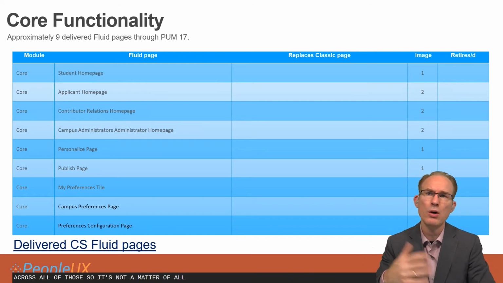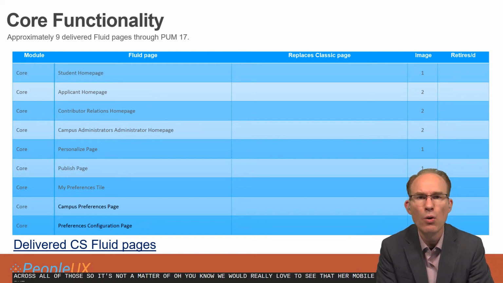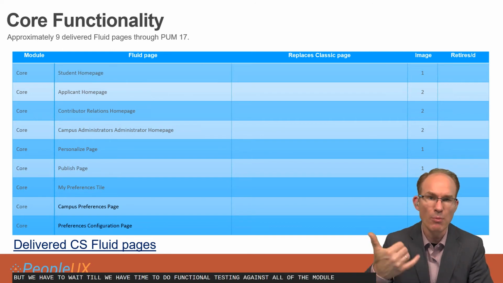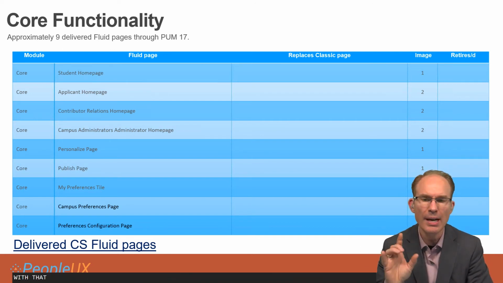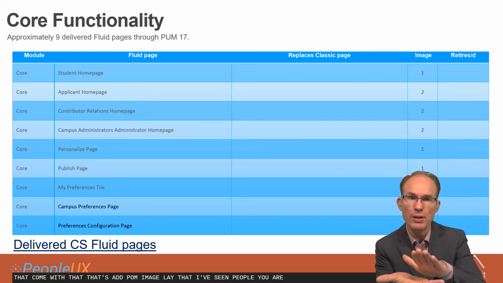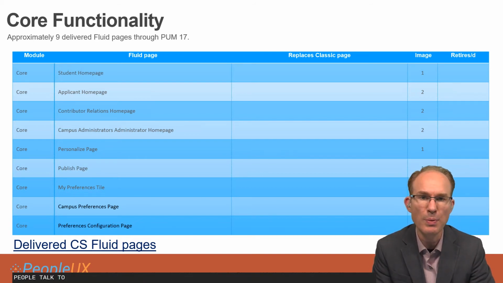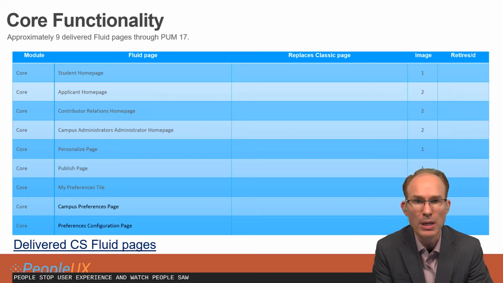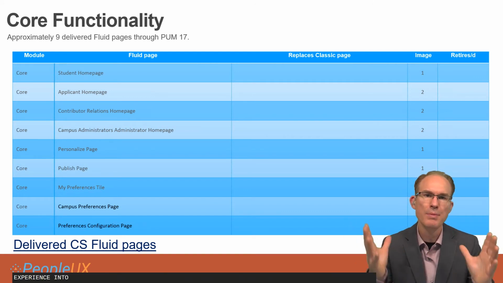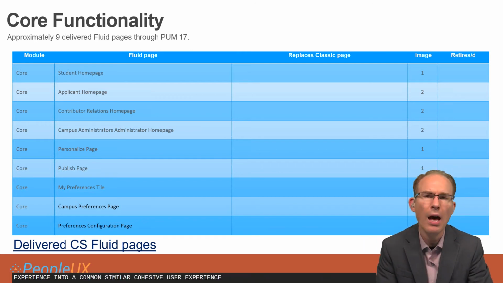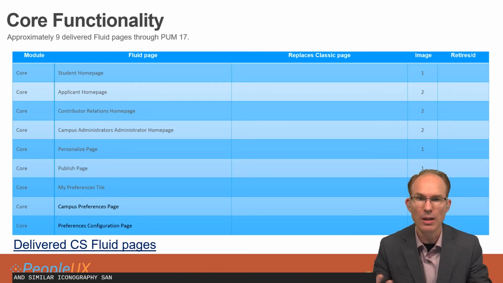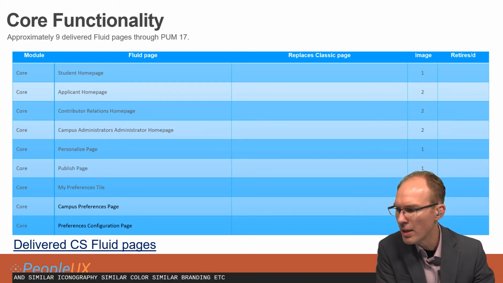It's going to apply across all of those. So it's not a matter of, oh, we'd really love to see that on mobile, but we have to wait until we have time to do functional testing against all of the modules that come with that PUM image. No, just lay the Appsian PeopleUX over the top of the PeopleSoft user experience and watch PeopleUX transform that existing classic user experience into a common, cohesive user experience, whether it's classic or fluid, responsive, with similar iconography, similar colors, similar branding, etc.